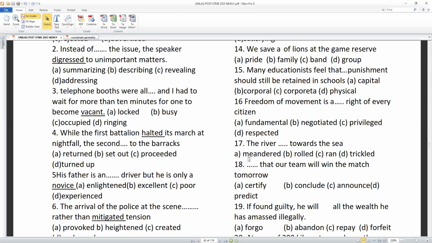Okay. All right. Let's take one more question. Let's look at 18. Dash that our team will win the match tomorrow. I think Super Falcons won, right? You need to know some of these things. We'll discuss that in current affairs, but because of time: dash that our team will win the match tomorrow. A. Certify. B. Conclude. C. Announce. D. Predict. What's the answer?